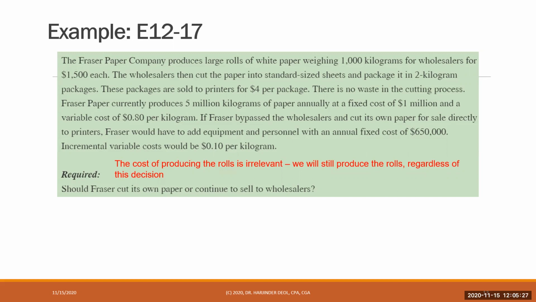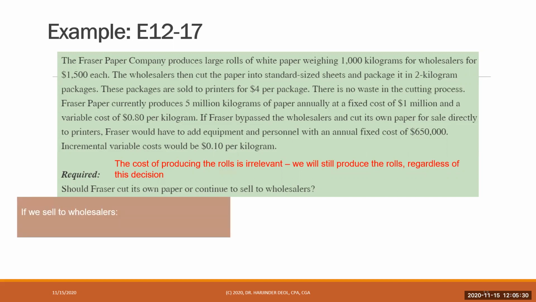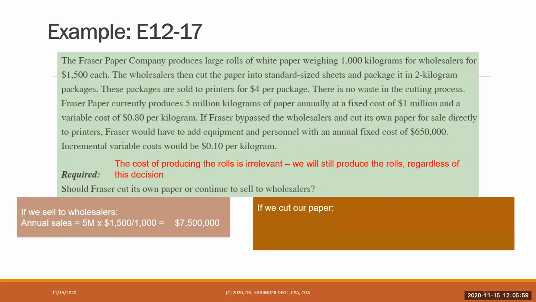So the status quo is currently we sell to wholesalers. If we sell to wholesalers, with 5 million kilograms of paper produced annually, and the selling price is $1,500 for each roll of 1,000 kilograms, our current sales work out to $7.5 million. Our alternative is to cut our paper. If we were to cut the paper, we will be able to sell it in 2-kilogram packages at a price of $4 per package. So 5 million kilograms will then result in annual sales of $10 million.